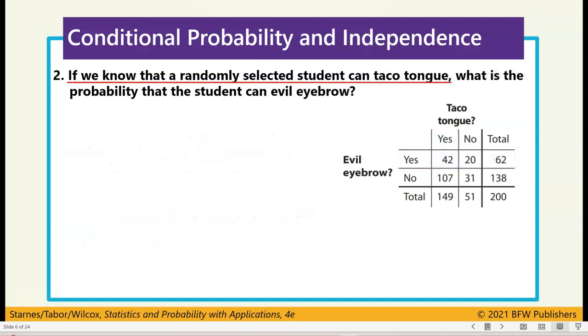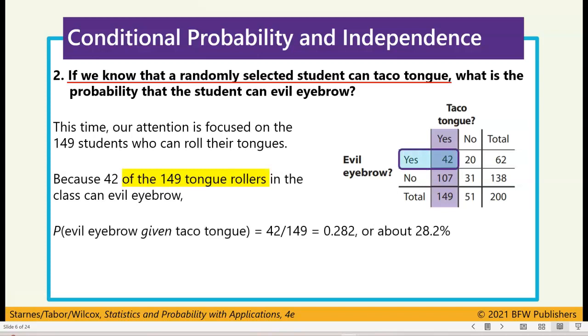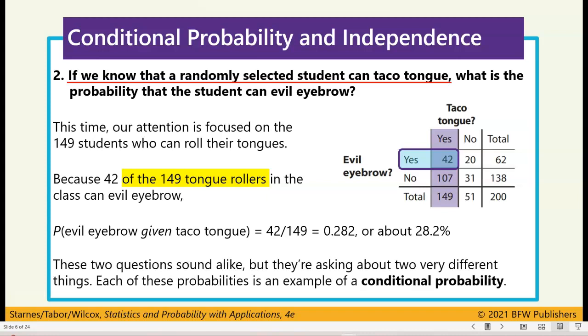Now if the given statement is that a student can taco tongue, so we're only looking at taco tongue folks, how many folks are there? There are 149 taco tongue folks. What's the probability that the student can evil eyebrow? Out of all the taco tongues, how many can evil eyebrow? Out of the 149, there are 42. So 42 divided by 149. This is not that difficult. It's not that bad, right, once you get the hang of it. But it could be the row or the column that's conditional here. You have to read the question in context. Is it a conditional statement?